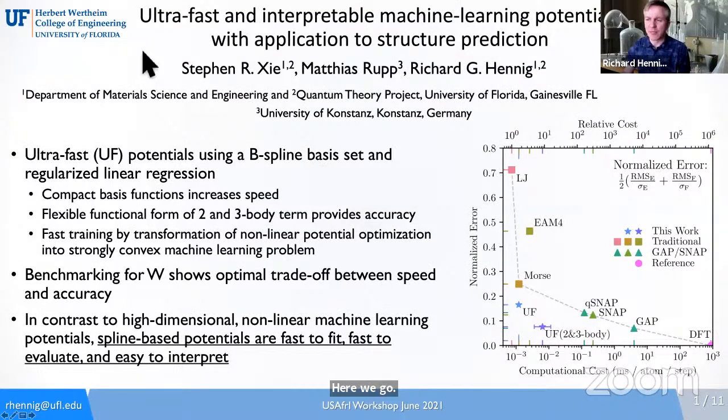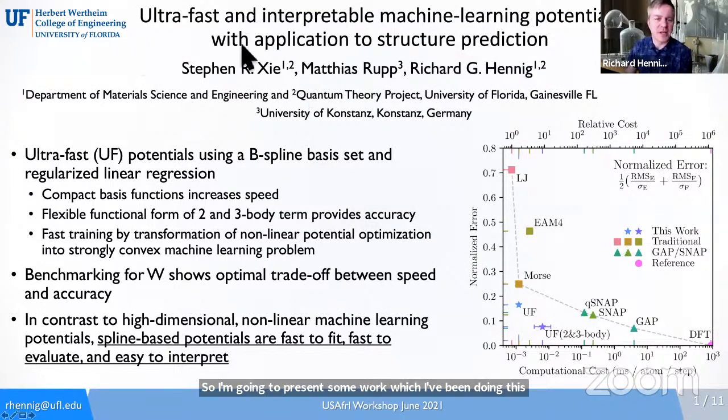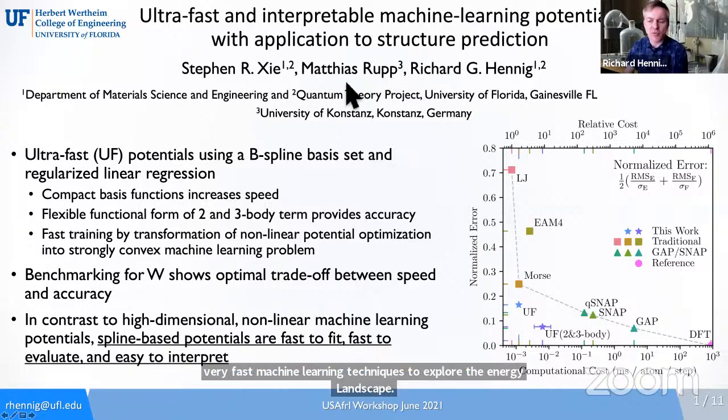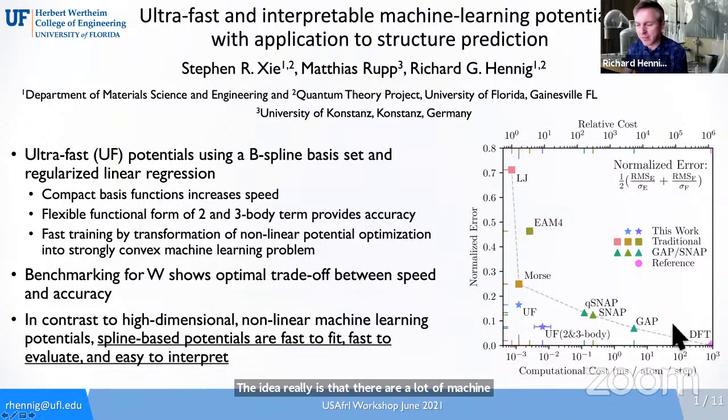So I'm going to present some work which I've been doing with Stephen Xie in my research group and Matthias Rupp from the University of Constance on developing very fast machine learning techniques to explore the energy landscape. The idea really is that there are a lot of machine learning techniques out there approximating the energy landscape, and there are also empirical potentials out there, Lennard-Jones, Morse, EAM, etc., which have been used for decades to explore energy landscapes and describe the dynamics of materials.